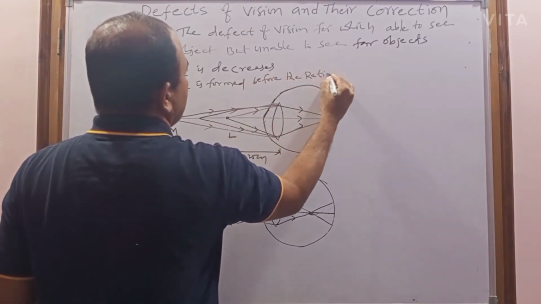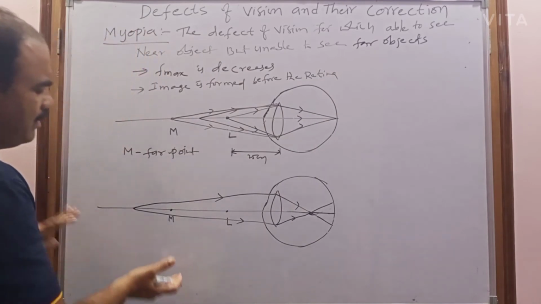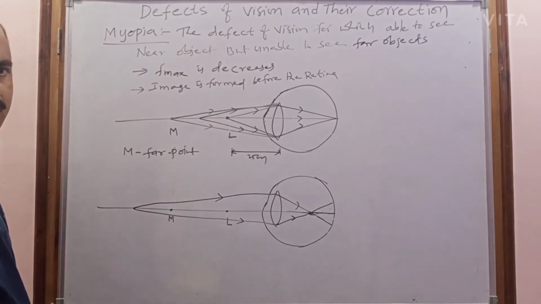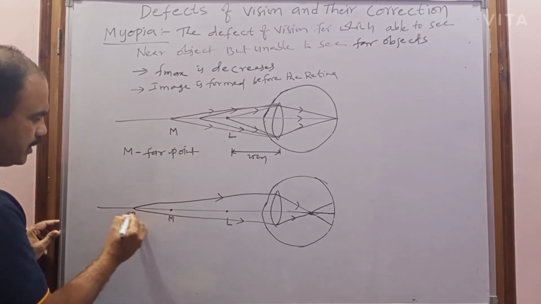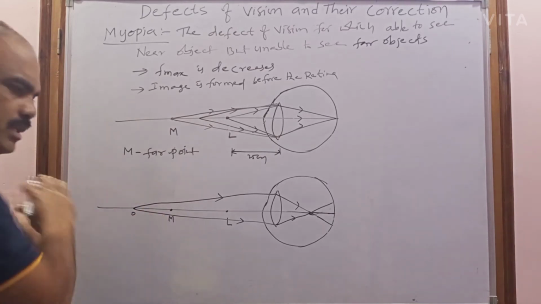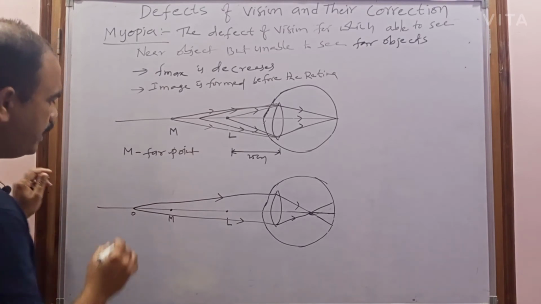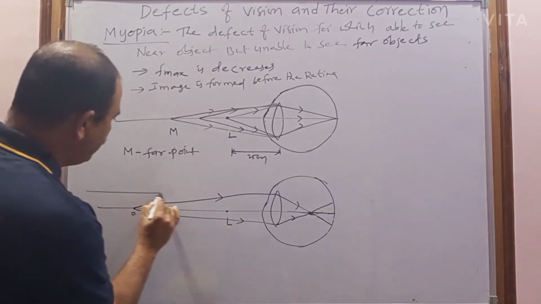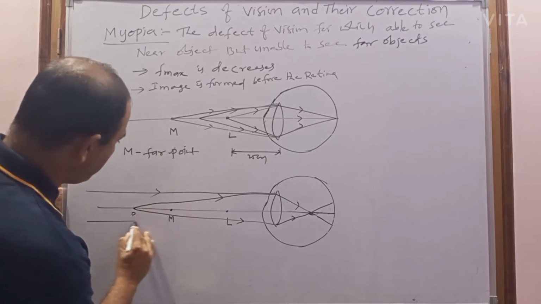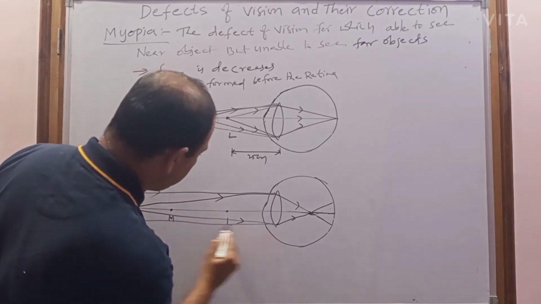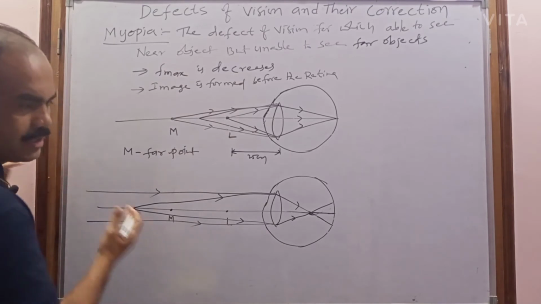As well as when the object is at infinity also. When the object is at infinity, that means nothing but beyond M. So if the object is at infinity, that is also beyond M. In that case also what happened? The image can be formed before the retina. So this is when the object is at infinity.